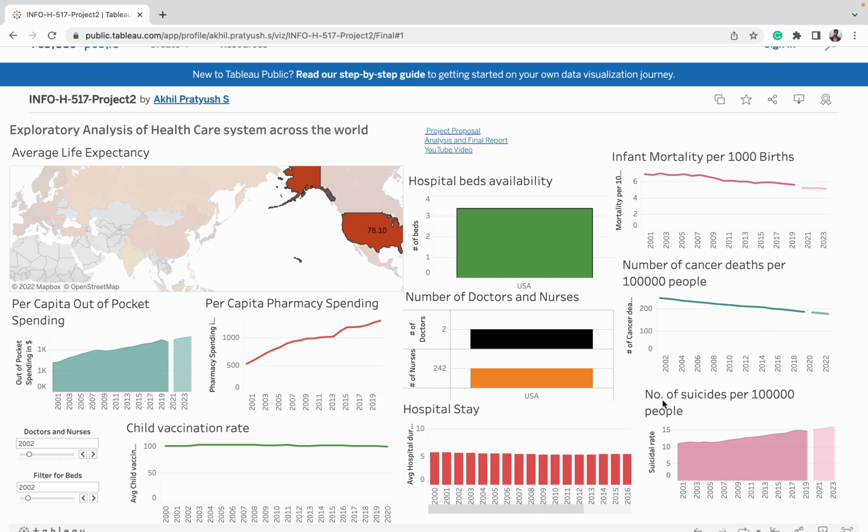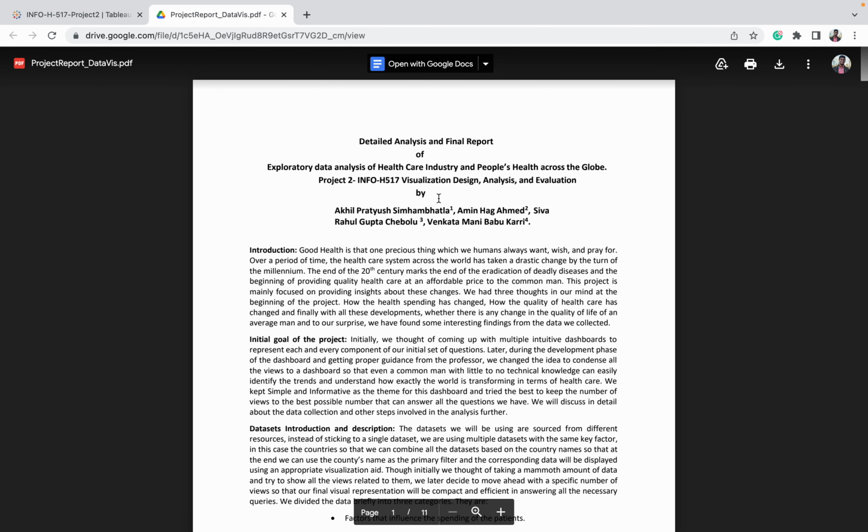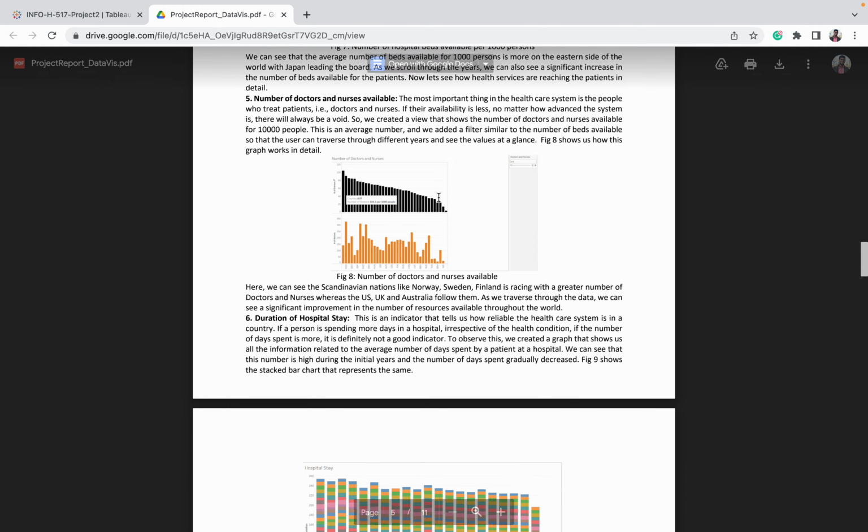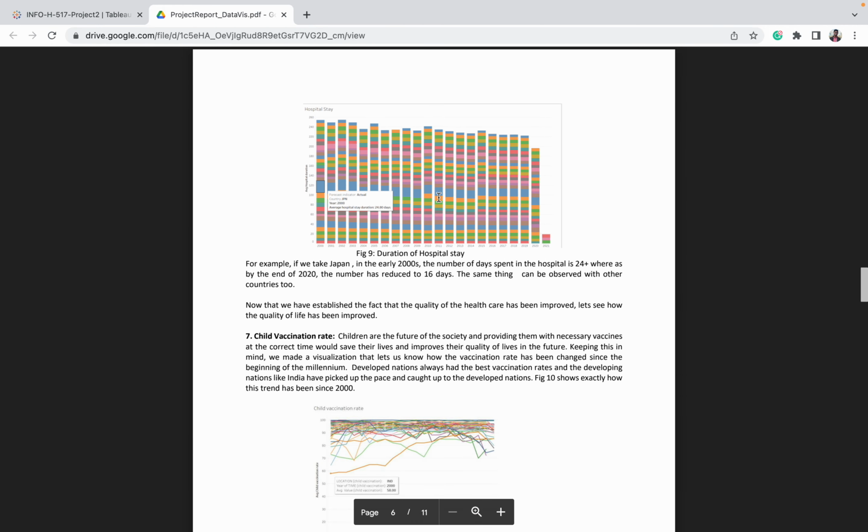We can also see the number of suicides per 100,000 people. In this area graph, we can see that the number of suicides, unfortunately, is increasing, which is not very good. This is an indication of the psychological well-being of people, that they are not feeling very good, maybe because of stress or anxiety. For any more information, we also have links to the final report. If you click here, you can see a detailed analysis that shows all the information we are talking about. So we thank you very much, and that's it.